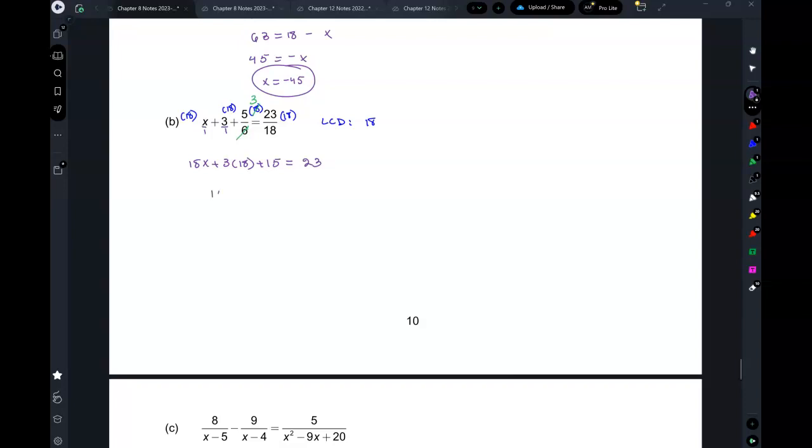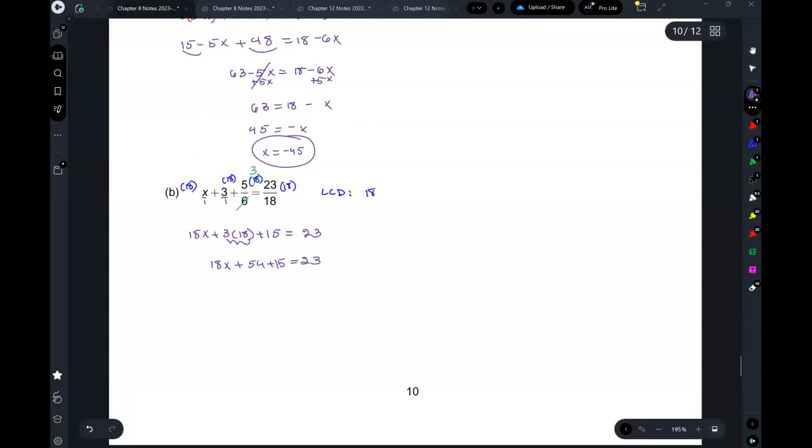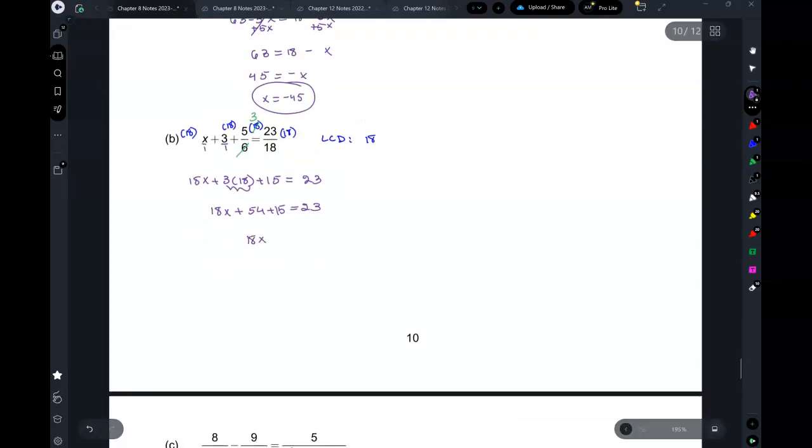So this is 18x plus how much is this? 54 or 64? 54, you're right. Plus 15 is equal to... So 6 and 18 canceled to 3. 3 times 5 was 15. Okay? So 54 plus 15, this is 18x plus 69 is equal to 23.